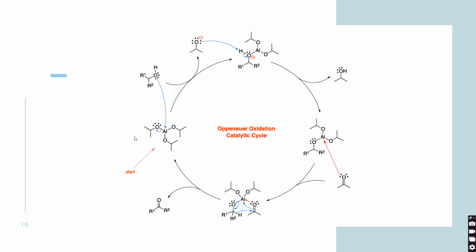So the mechanism starts with the alcohol attack at the aluminium center. Okay, this will attack and one of the isopropoxide groups will be eliminated as the leaving group. Okay, so after the alcohol attack at aluminium, we are going to get this intermediate.